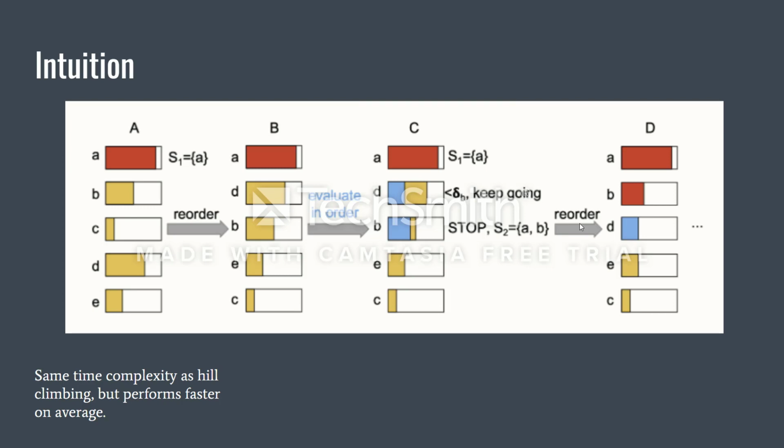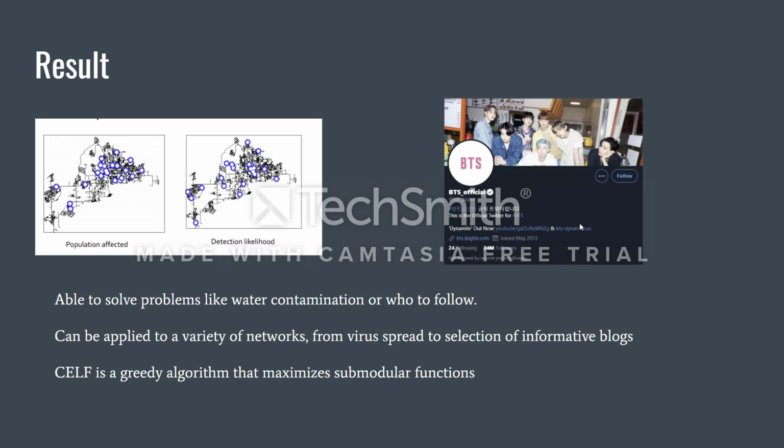Then we repeat the same steps until we get to a maximum. This has the same worst time complexity as hill climbing, but on average performs faster. Running this algorithm, we can evaluate in the water network which sensor placements will capture the cholera outbreak the quickest. In the Twitter example, we learn who we should follow to get BTS information as quickly as possible.